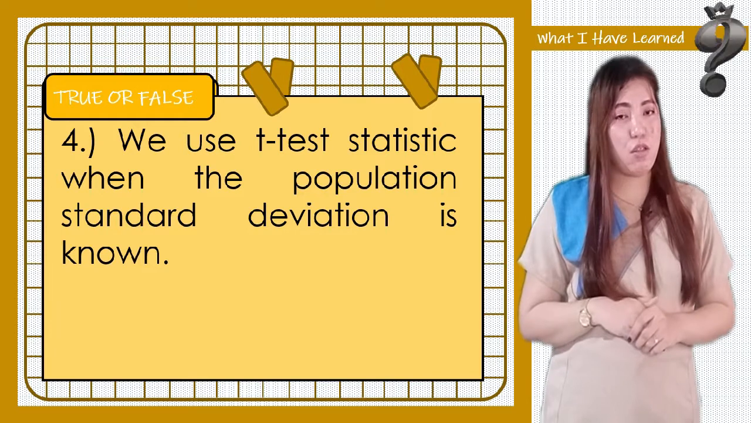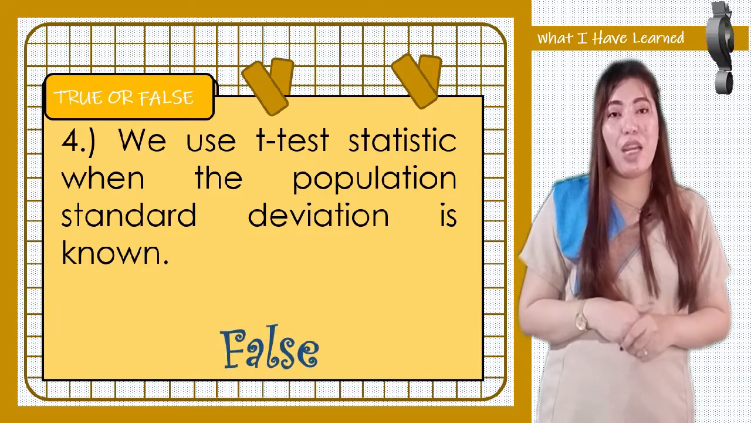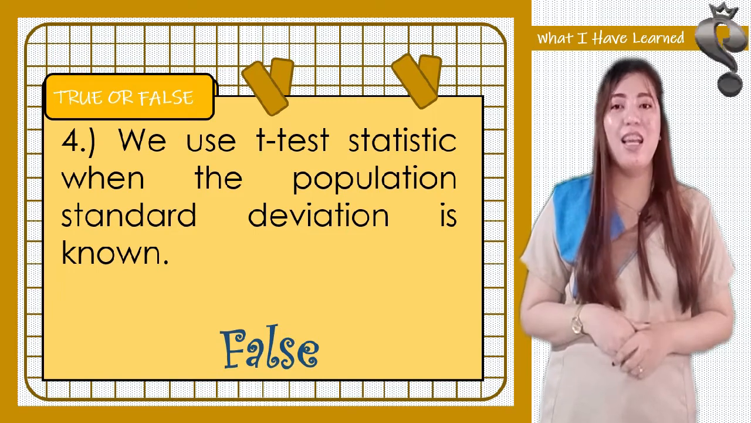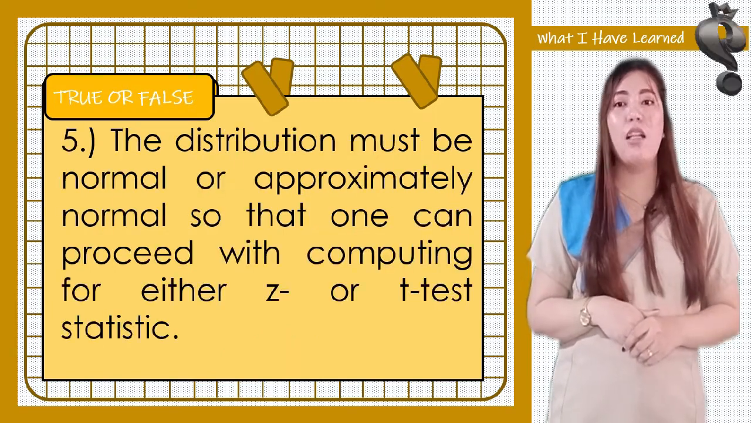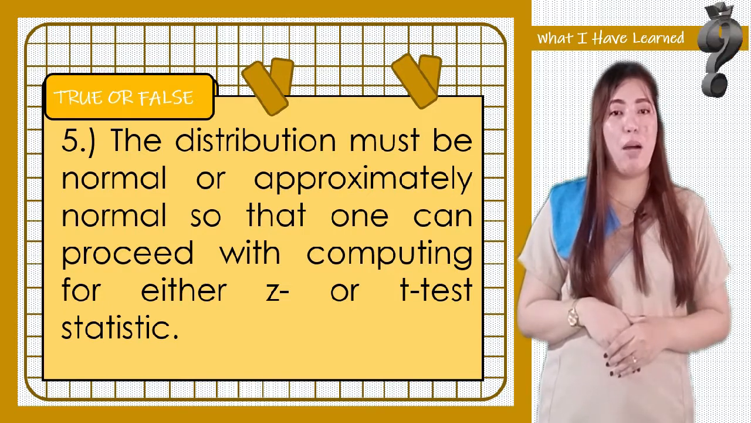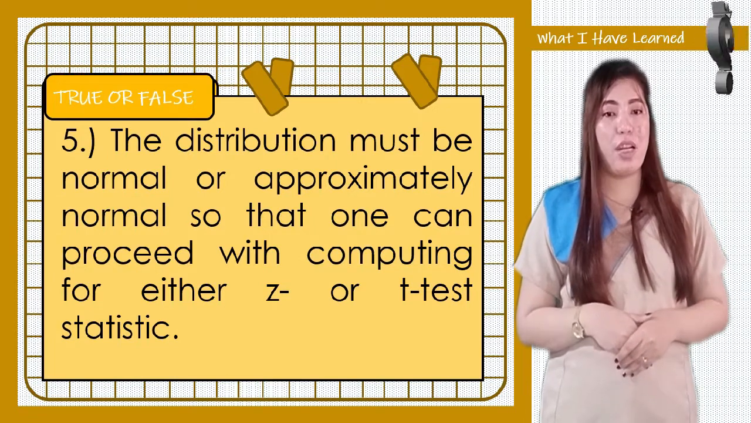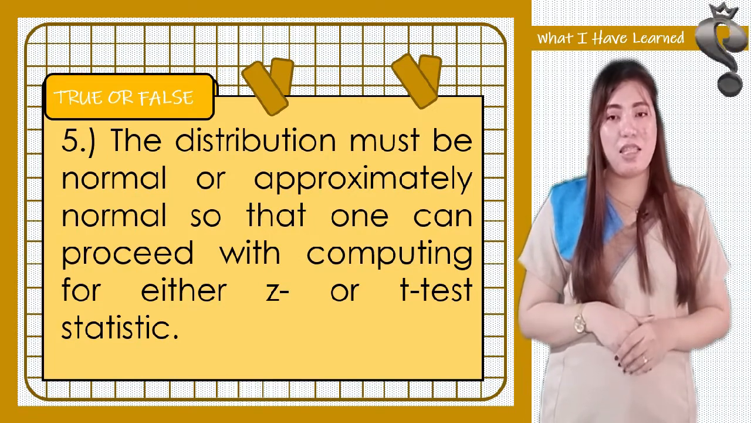The statement is false. We use t-test when the population standard deviation is unknown. And the last statement, the distribution must be normal or approximately normal so that one can proceed with computing for either z or t-test statistic.